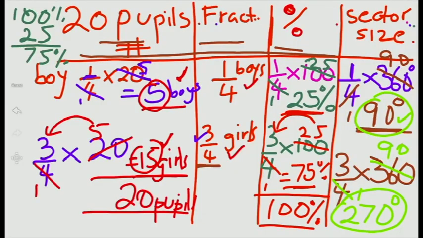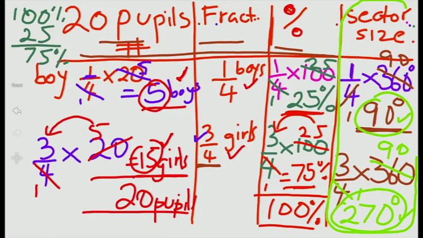If you get something more than 360 degrees, or maybe something less, you must know that you are on the wrong track. So in this case, 90 plus 270 is exactly 360 degrees. For us to be in a position to draw a pie chart, we need to concentrate more on this section, which is the sector size.